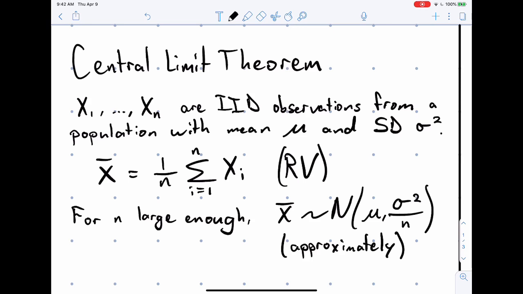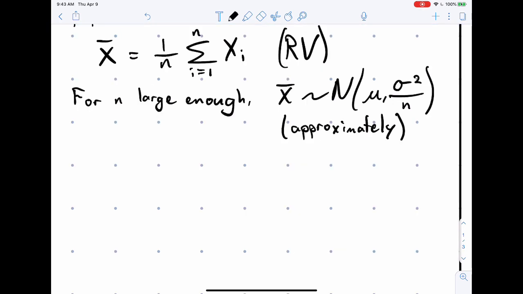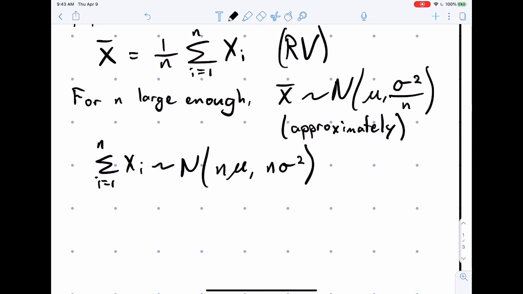at least approximately. If you want to get more precise about this, that is what subsequent courses in statistics will talk about, what this really means in a technical sense. But for us, we just take it as a fact. So this also implies that the sum of all these xi's is distributed as normal with mean n times mu and variance n times sigma squared. Approximately, anyway. Again, approximately.